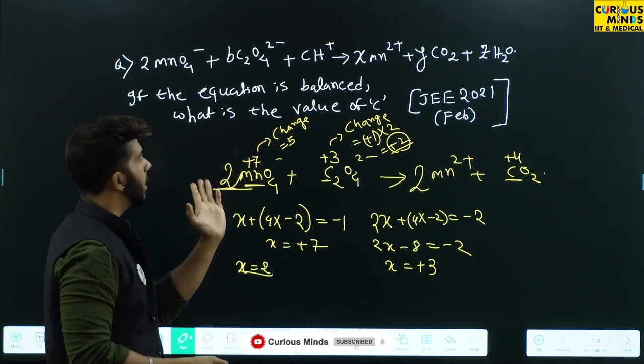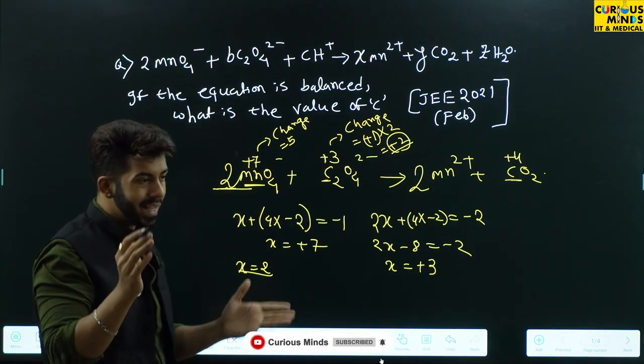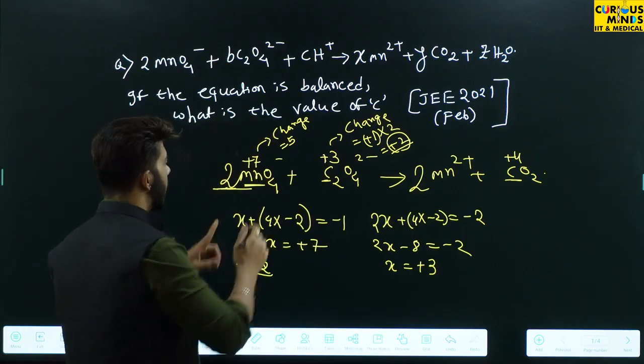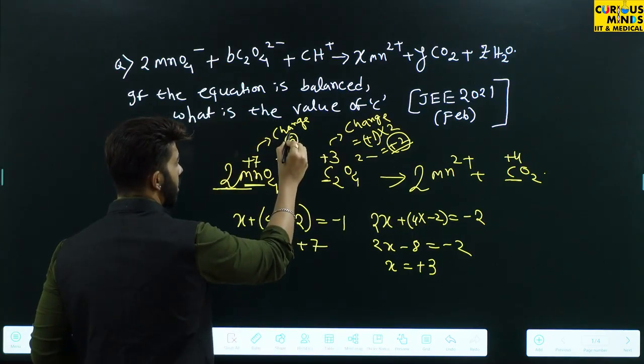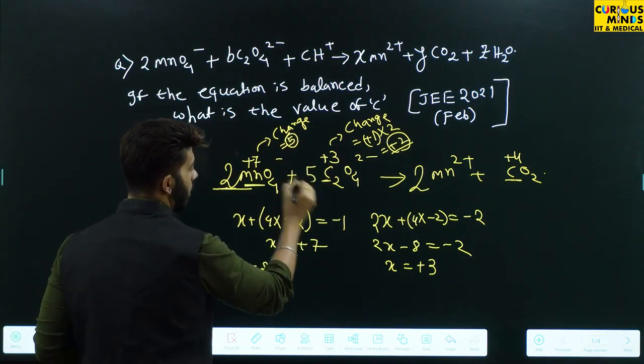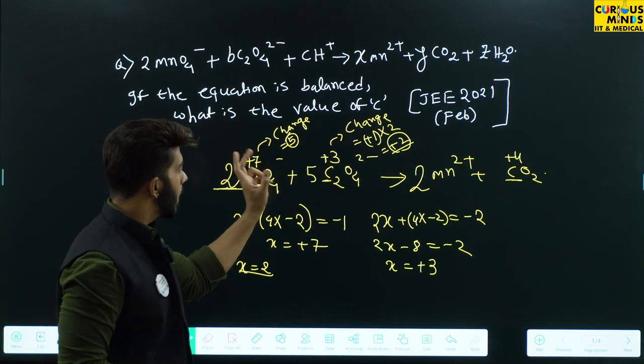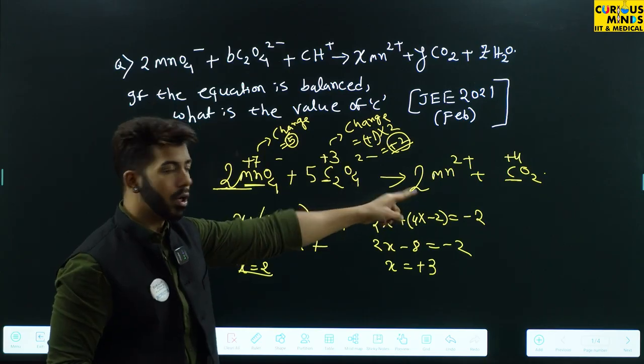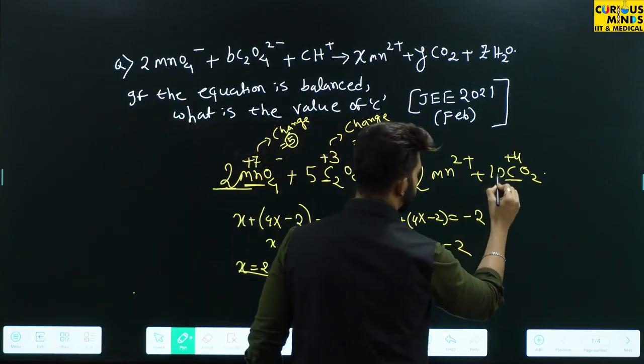Already it is given. Can you see? 2 is already given. That means they have given you a hint. You can take the hint from this. Now here the change is 5, overall change. That means you can write the 5 here. So this. Now 5 to 10. So 10 carbons are there. So to balance this out, you have to write just a 10 here.